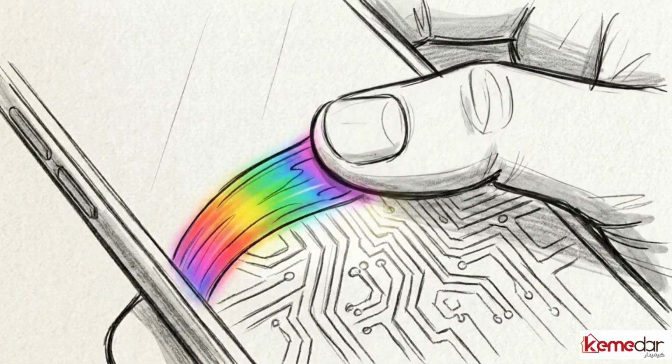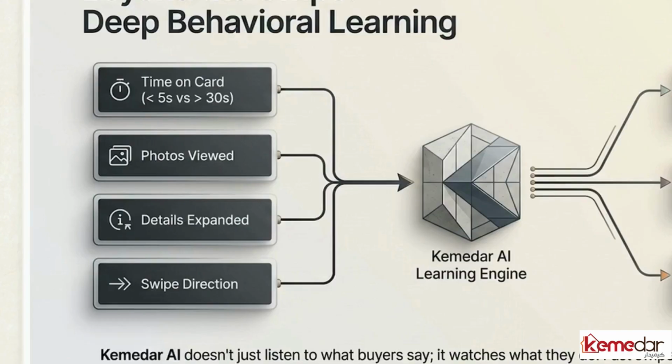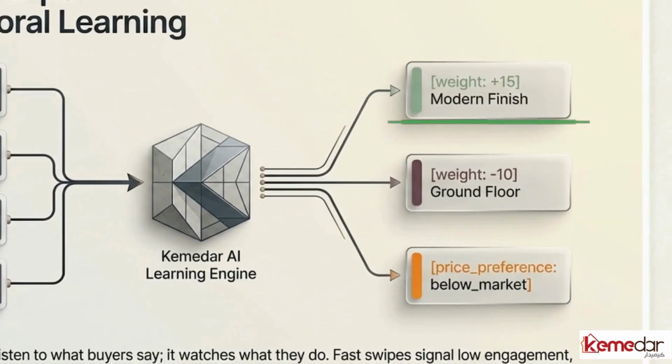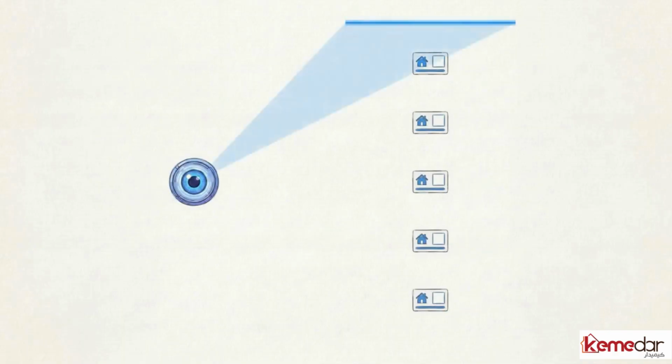The AI actively tracks micrometrics, measuring your exact time on a card and how many photos you view. If you spend 30 seconds exploring a 10-photo carousel of a modern apartment, the engine increases the mathematical weight of those specific finishings. The platform watches your behavior to understand what you actually prefer, continuously adjusting the properties it presents to build a personalized, highly accurate queue.